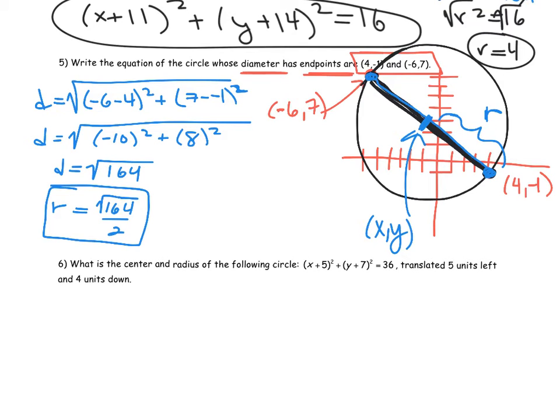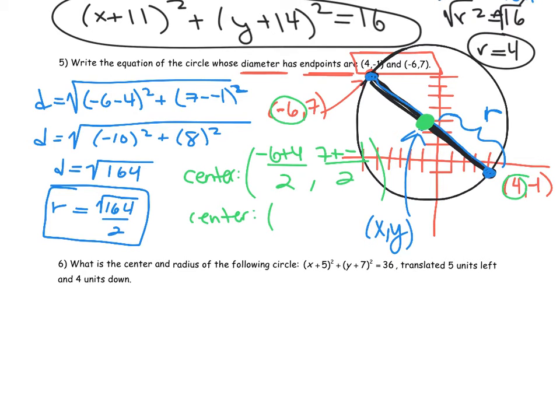Now, to figure out the center, we need to use the midpoint formula, guys. I want to know what that center is. To get the midpoint, we average the x values. So I have -6 plus 4, and I'm going to average that. And I have 7 plus -1 over 2, we're going to average that. I'll get my center: -6 plus 4 is -2, half of -2 is -1. 7 plus -1 is 6, 6 over 2 is 3. So there's my center, and I have my radius.